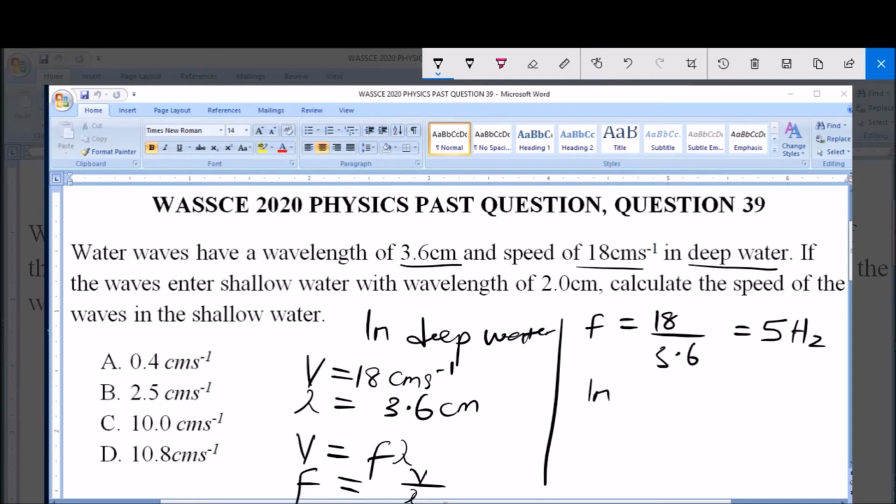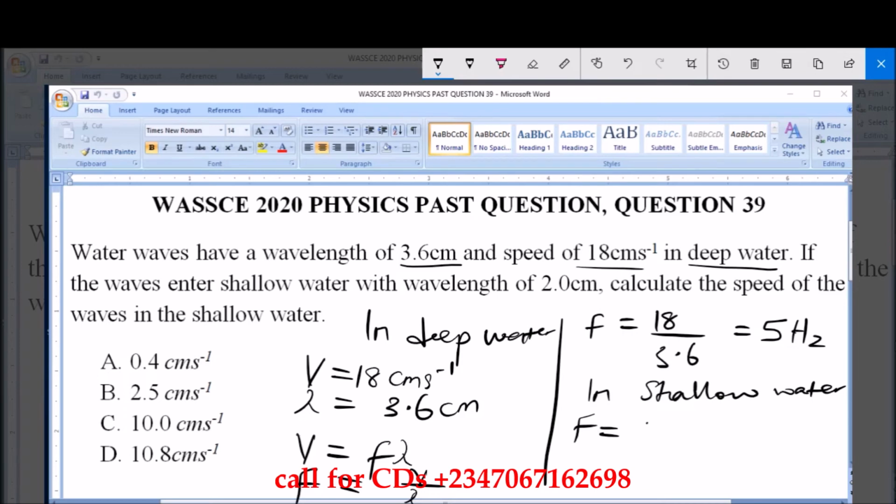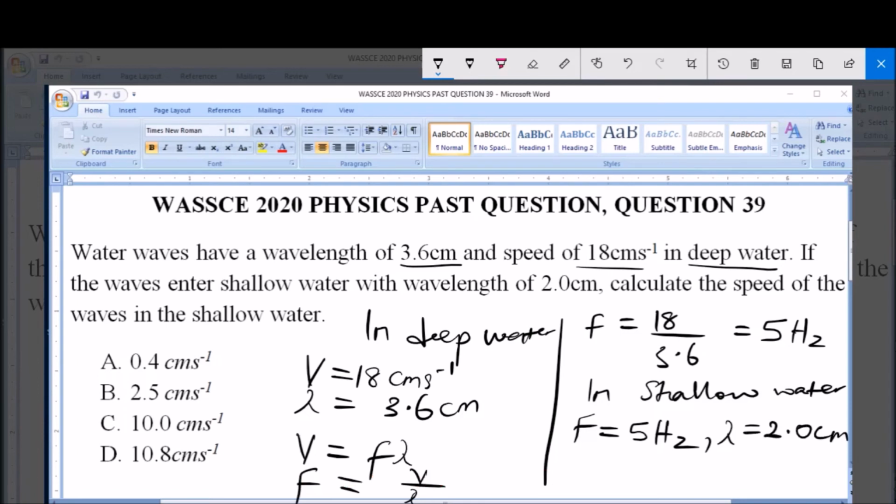Now in shallow water, since we know that the frequency of the wave remains the same, it is constant, we have that the frequency F in shallow water is equal to 5 hertz. Also we have that the wavelength lambda in shallow water is 2.0 centimeter. Now we are asked to find the speed of the wave in shallow water, that is V is equal to F lambda, and this is equal to 5 multiplied by 2, which is equal to 10 centimeter per second.